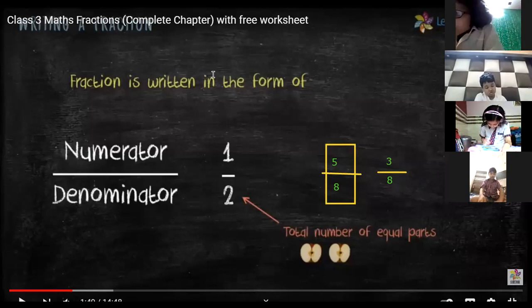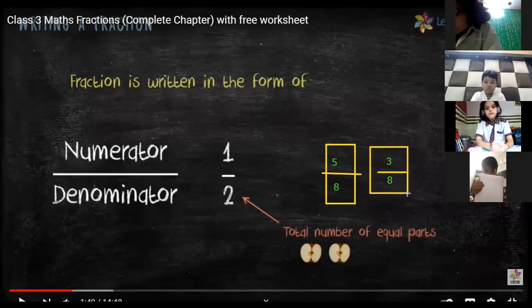So can you tell me the fraction of your part? 3 upon 8. Very good. 3 upon 8, or we can say 3 by 8. So this is the way to read a fraction. Clear? This is the way.